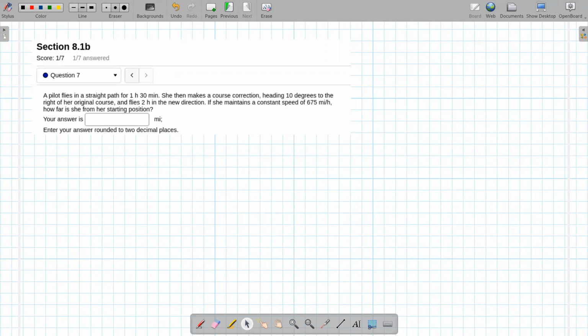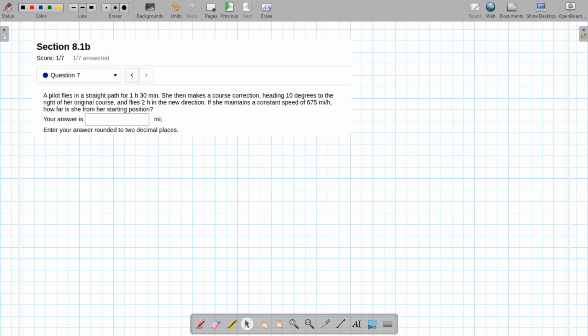So let's check it out, read it, draw a picture. A pilot flies in a straight path for an hour and 30 minutes. She then makes a course correction heading 10 degrees to the right of her original course and flies 2 hours in the new direction. She maintains a constant speed of 675 miles per hour. How far is she from her starting position?